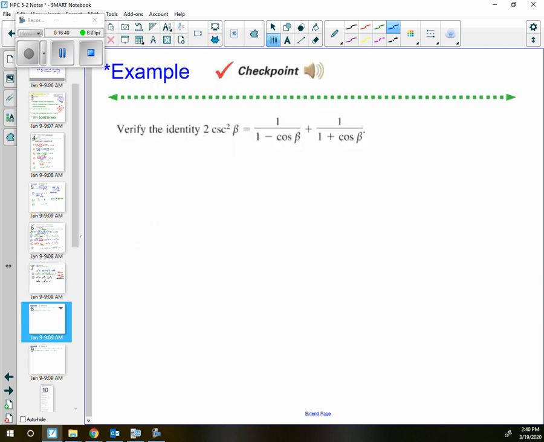All right, I'm going to add a couple of my own here to finish off this day 1 so we can talk a little bit more about verifying. So we're going to do just a couple more just to make sure we've looked at all the different strategies that you would need to do. So we're going to try to verify this one. 2 cosecant squared of a new Greek letter. Any guesses? Second Greek letter, beta.